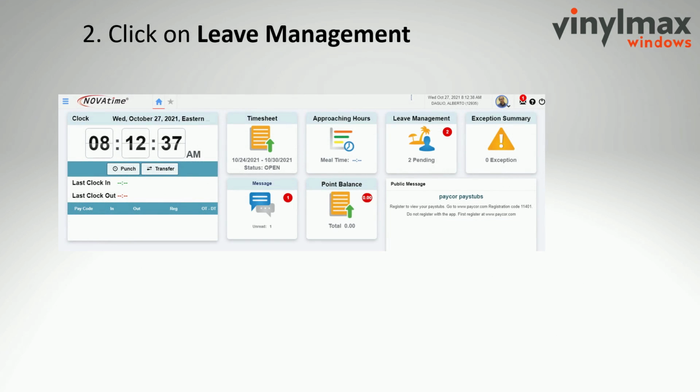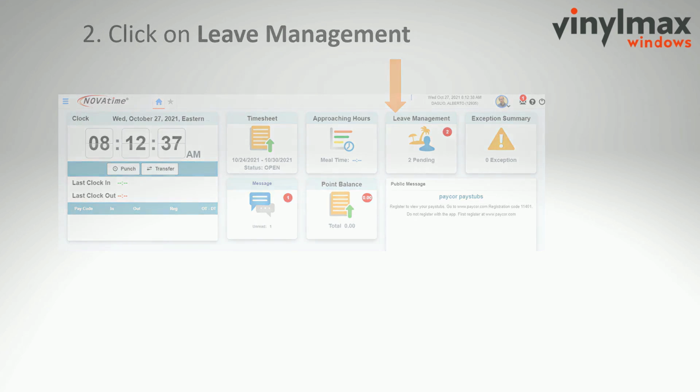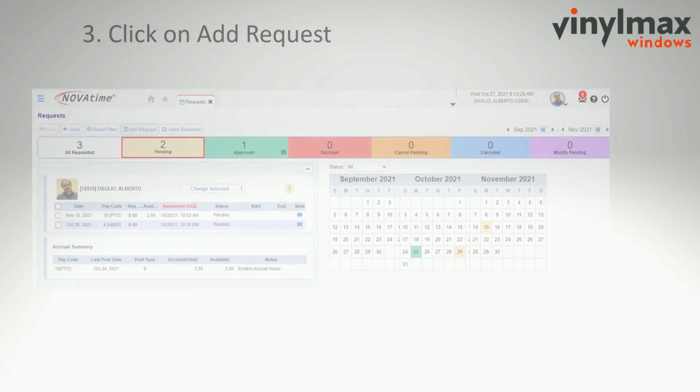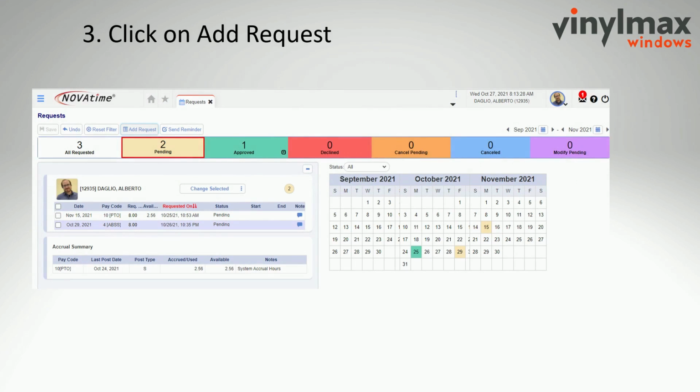Once you're there, look for the square that says Leave Management and click on that. On this next menu, look for the button that says Add Request and click there.